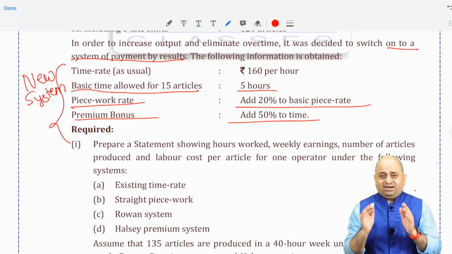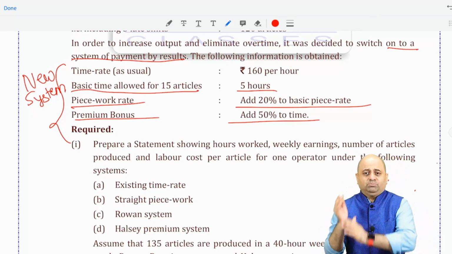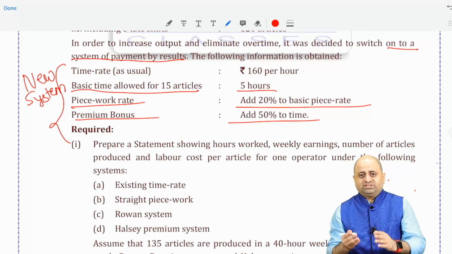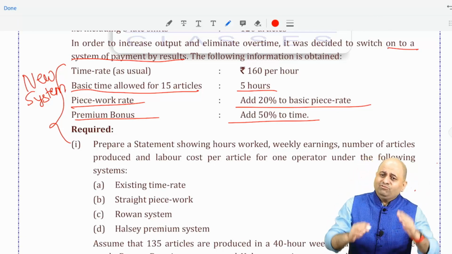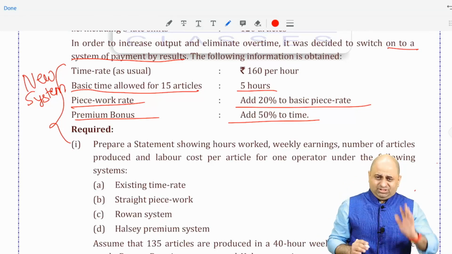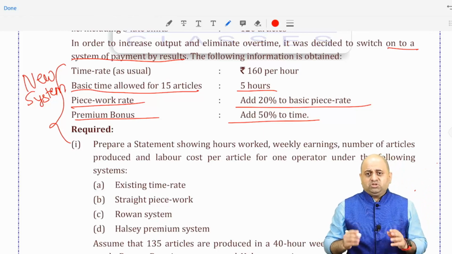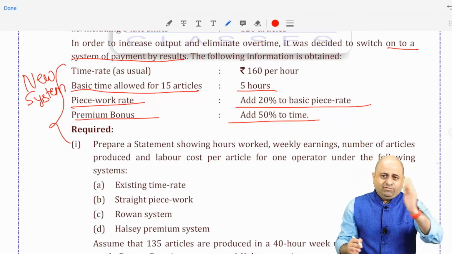Try to understand. They have given to add certain percentage to piecework. They have given to add certain percentage to time. There is no logic. Whatever they have given, we do it and we get the marks. It's as simple as that. Nothing great logic involved. Otherwise, you'll keep on hunting from where, how, etc. They have given the logic, we follow it. But wait.